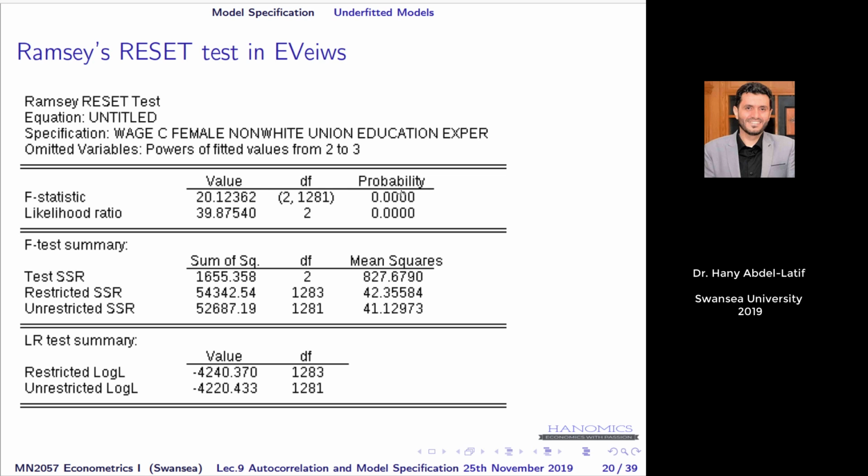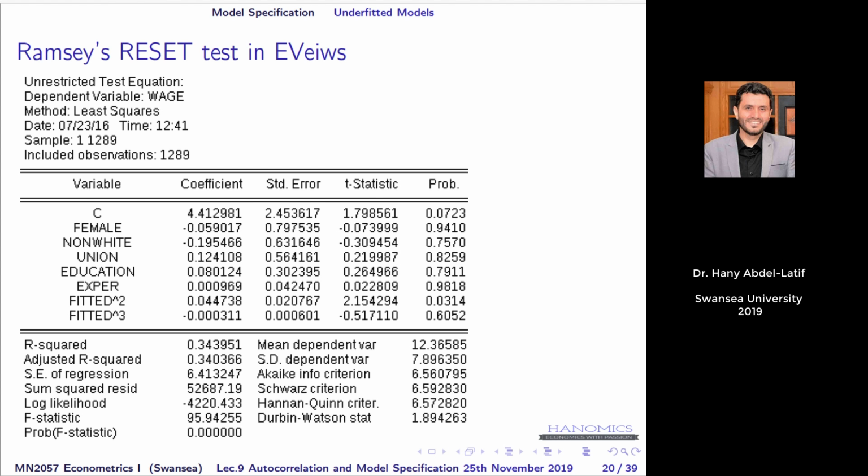What does that mean when you reject the null hypothesis? Remember, the null hypothesis is that your model, or the restricted model, is correctly specified. Okay, so you rejected that, so that means your model is not. So the first model we estimated is not correctly specified. It has some variables that are omitted, or important variables that are omitted from that. And that's it.